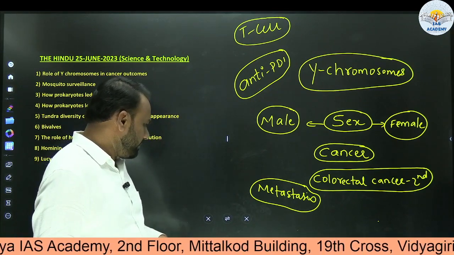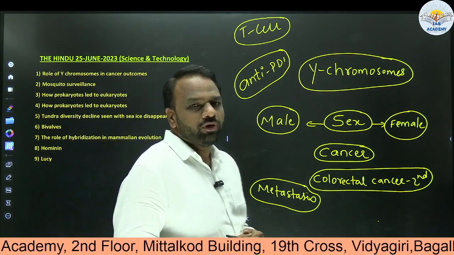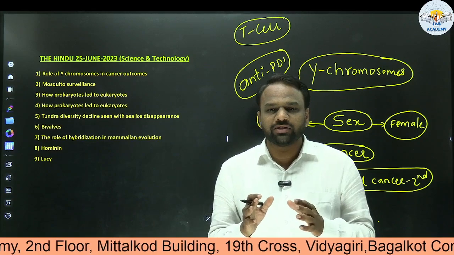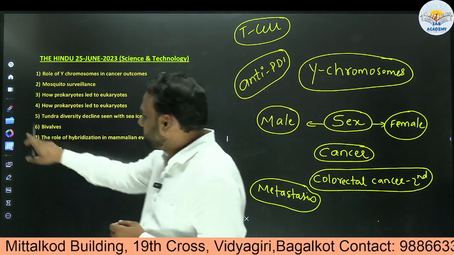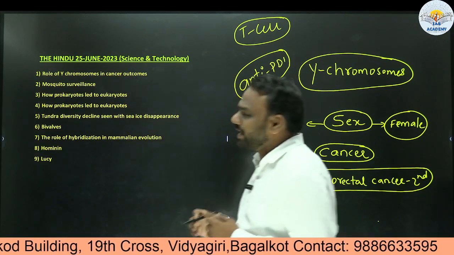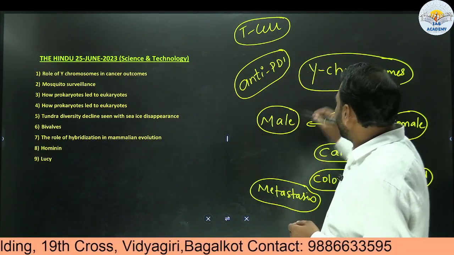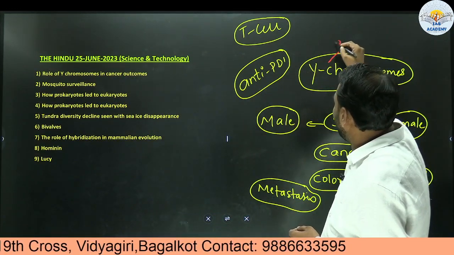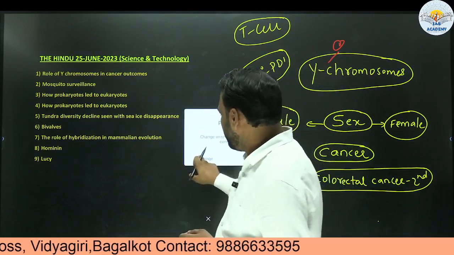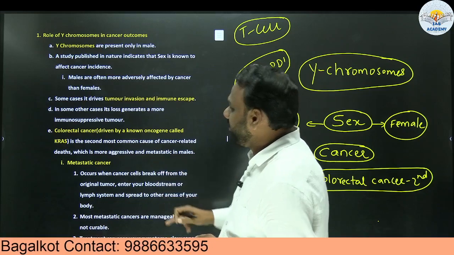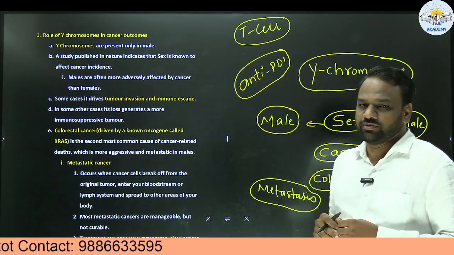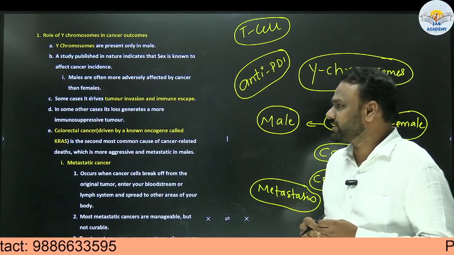Here we all know about Y chromosomes, or at least we need to have some fundamental understanding. When it comes to chromosomes, we have Y chromosomes and X chromosomes. Y chromosomes are present only in males. They are not present in females, whereas females just consist of X chromosomes. So these are some of the basics.